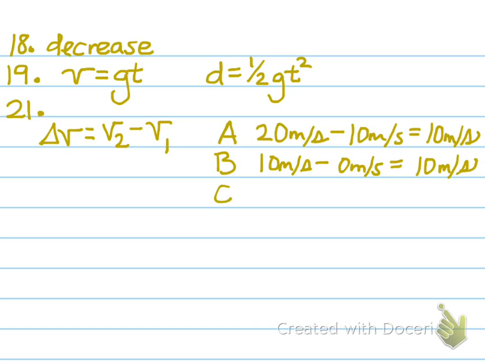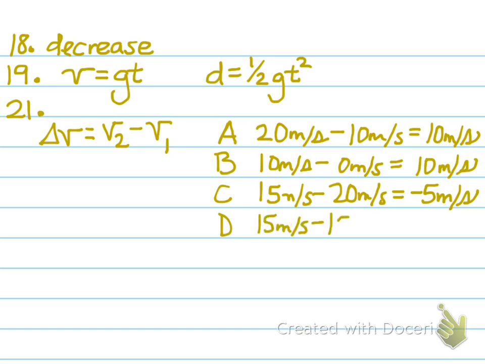Letter C, our final velocity is 15 meters per second. Our initial is 20 meters per second, which gives us a negative 5 meters per second. And letter D, we have 15 meters per second minus 15 meters per second, which means we have 0 meters per second. And these, again, are our changes in velocity.